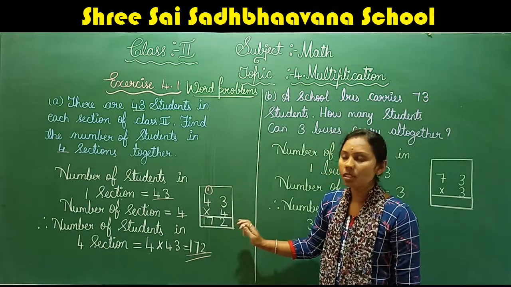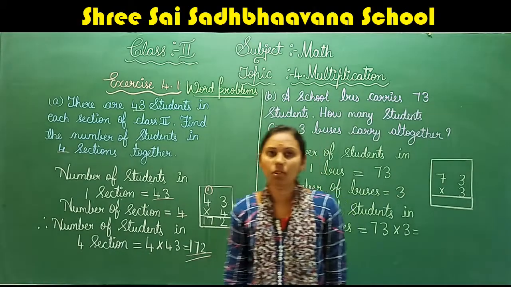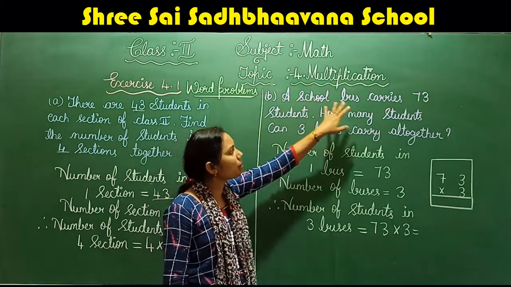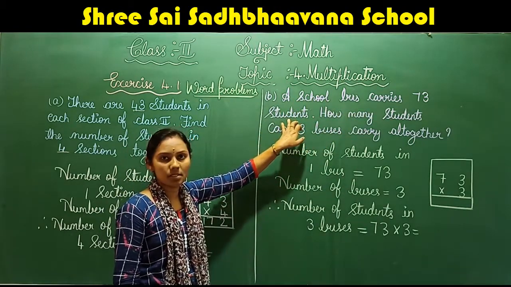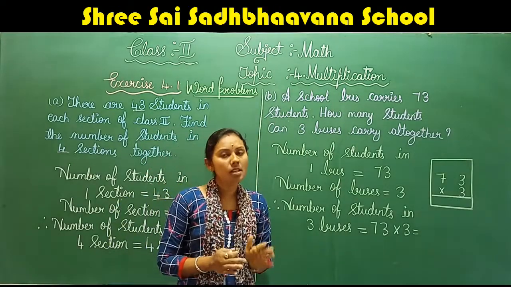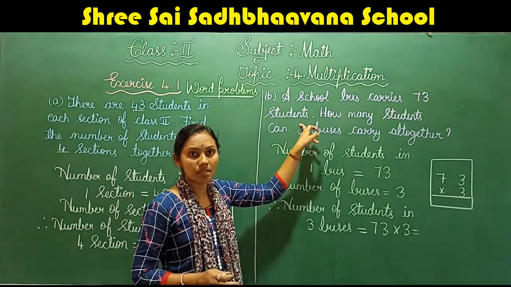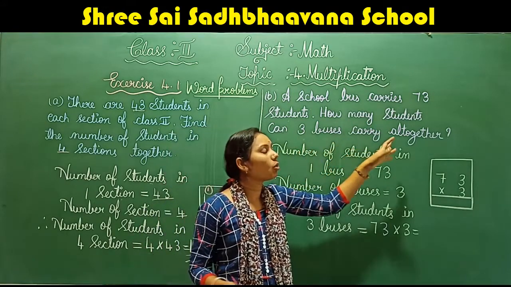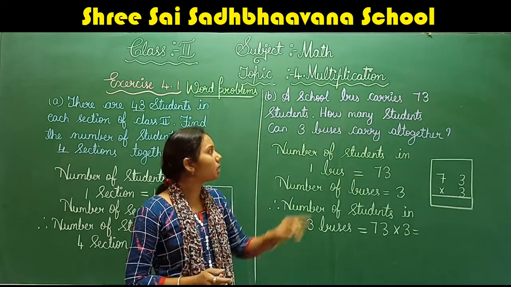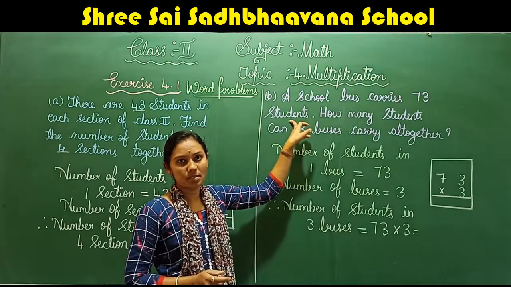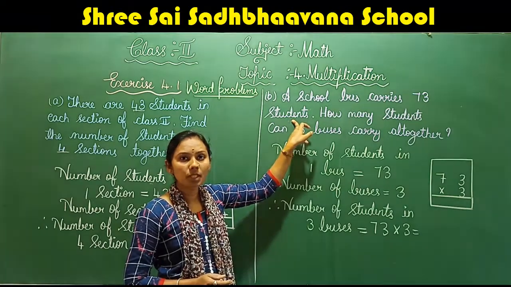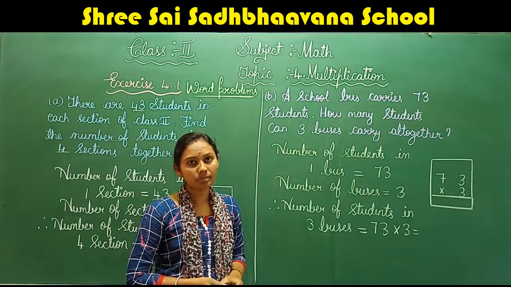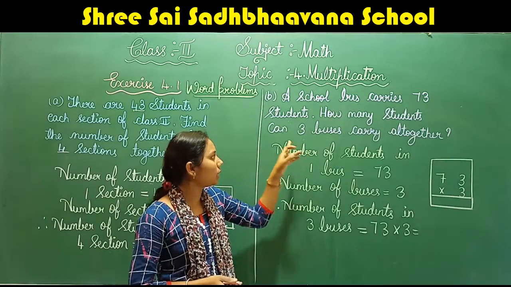Okay, understood children? Yes. Like this we will do one more sum, one more word problem. The question is, a school bus carries 73 students. So that means a school bus is carrying 73 students. How many students can 3 buses carry all together? So in one bus, 73 students. So like that, we are going to find how many students are there in 3 buses.